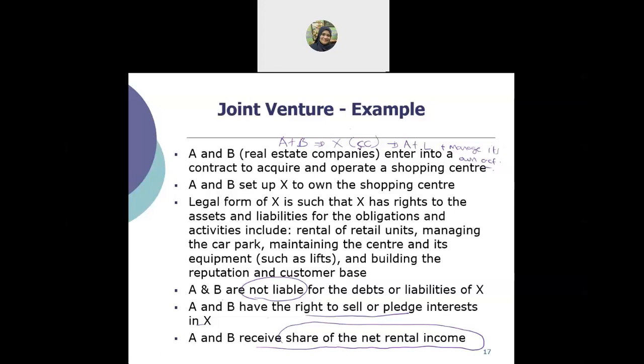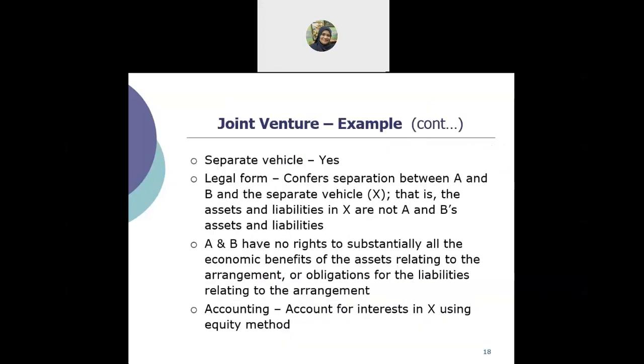Yeah? So that is under the joint venture. So A and B are only entitled to the income and shares of outputs that they have here. Okay, so this joint venture is a separate entity, a separate vehicle. And in the separate vehicle for the legal form, there will be separation between A and B and X.